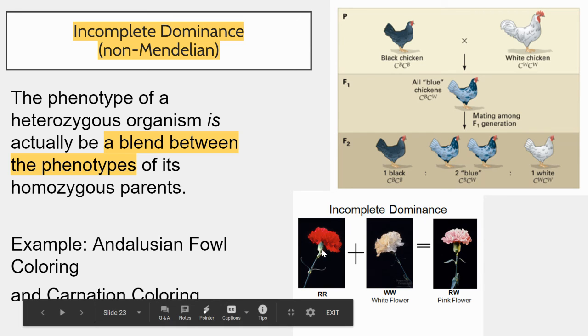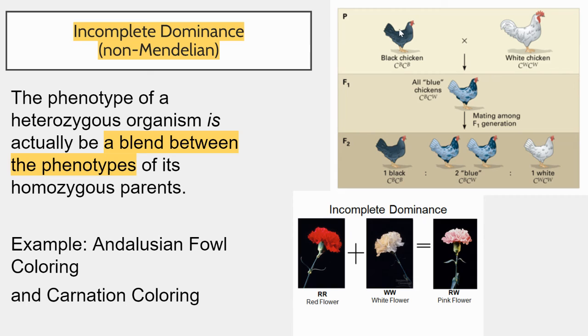This parent is dominant for red. This parent is dominant for white. And their offspring ends up being a combination of that, which is pink. It also happens in chickens. You can have a black chicken and a white chicken, and they have a gray or blue offspring. And that's because both alleles are actually kind of dominant, but when you put them together, you get a blend.